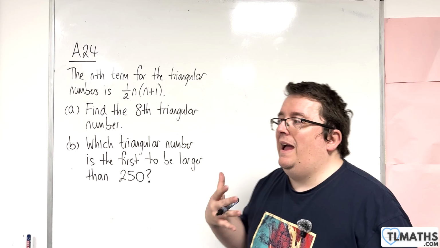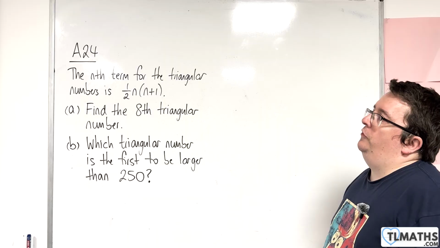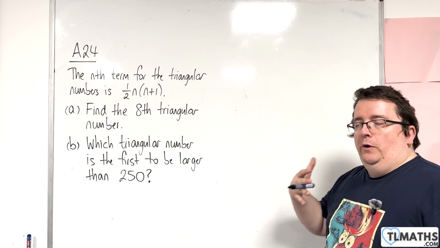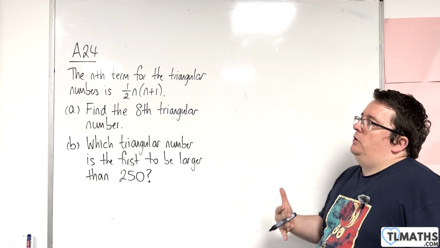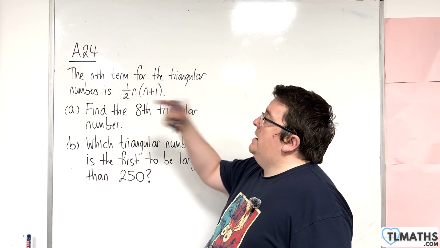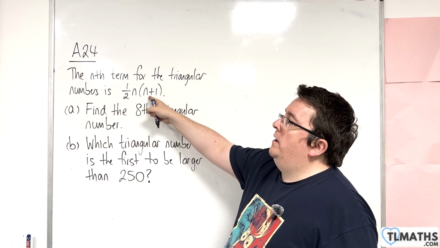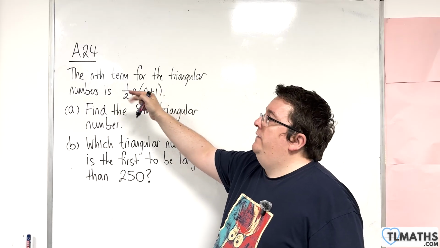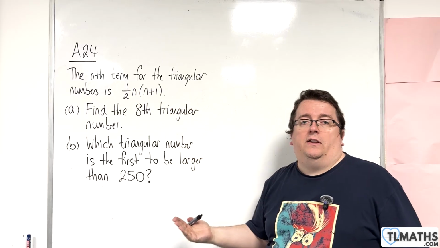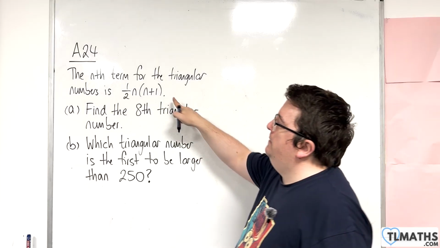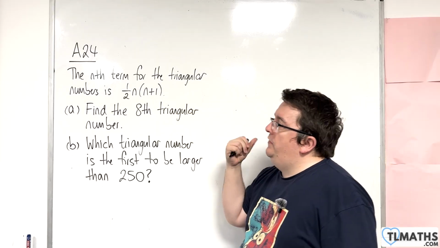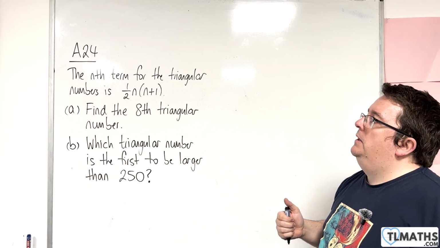So in this video, we have another quadratic sequence problem, but this time we're focusing in on the triangular numbers. And it is a quadratic sequence because the nth term for the triangular numbers is 1/2 n times (n plus 1). And if you expand that, you get a quadratic. You get a half n squared plus half n. Okay, so this is a quadratic sequence.